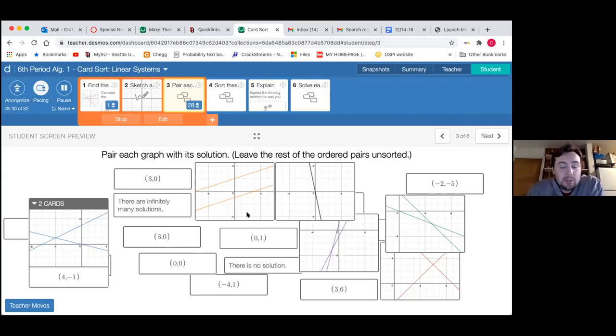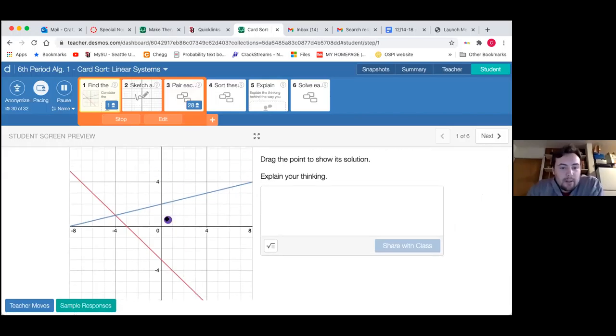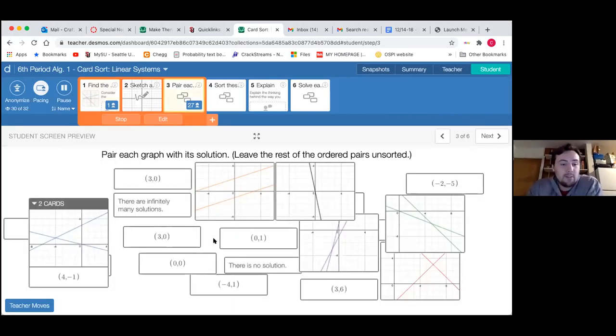So I'm gonna go ahead and share my screen again for that third slide. And just to reiterate, essentially what we wanna do is we wanna do the exact same thing we did for the first slide, except we're doing it with multiple graphs and multiple points. And so with this first slide, we found out that the solution was at the point of intersection. Okay, so now this third slide's asking us to do the exact same thing.